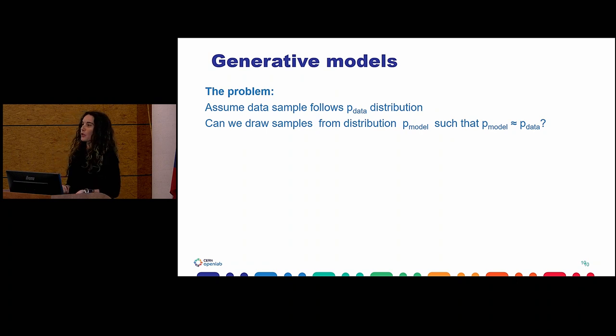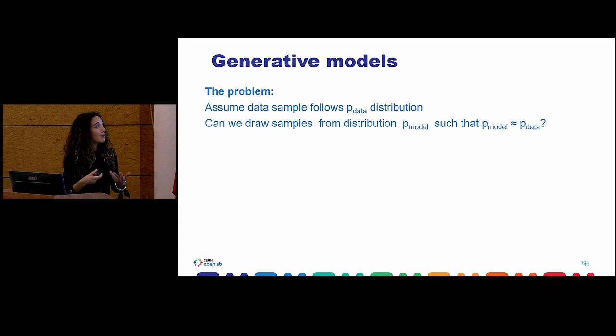But just for those of you who are not so familiar, there is a very simple example, or way of reasoning, to get to the point of what a generative model does. And this is something that you probably do every day in your physicist life. Assuming that your data sample follows some distribution that you don't know, what you want to do is to draw samples from a model distribution that somehow resembles the unknown data distribution.